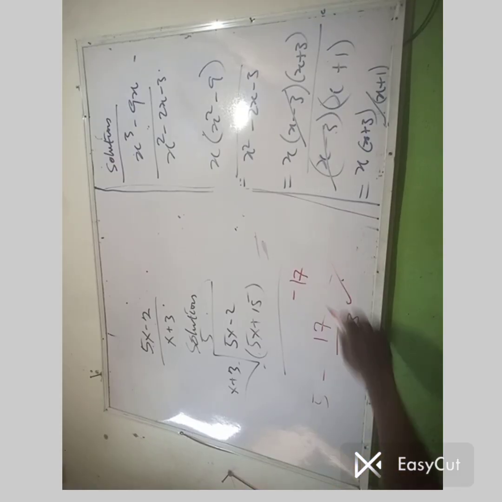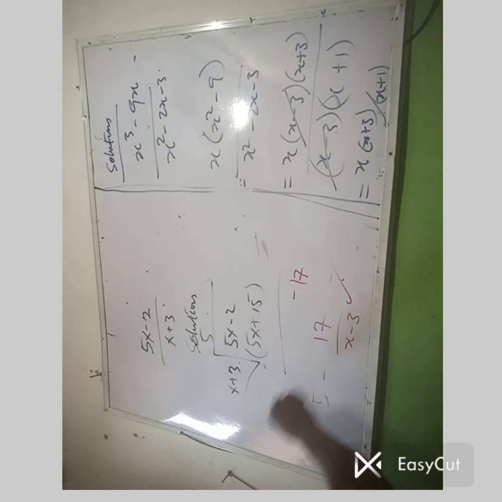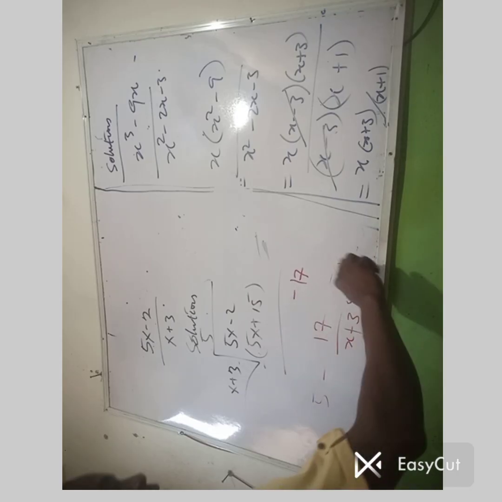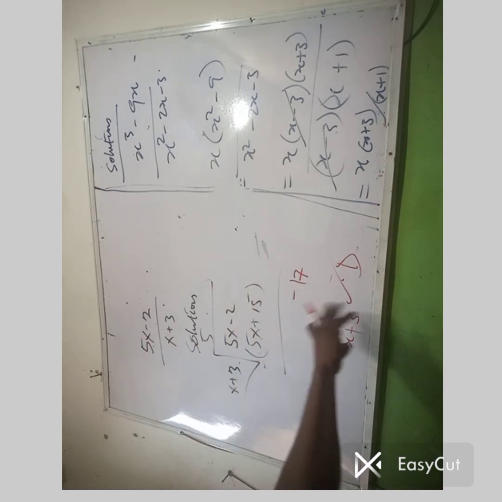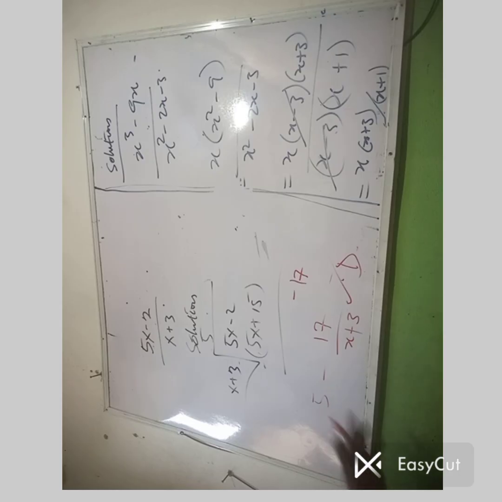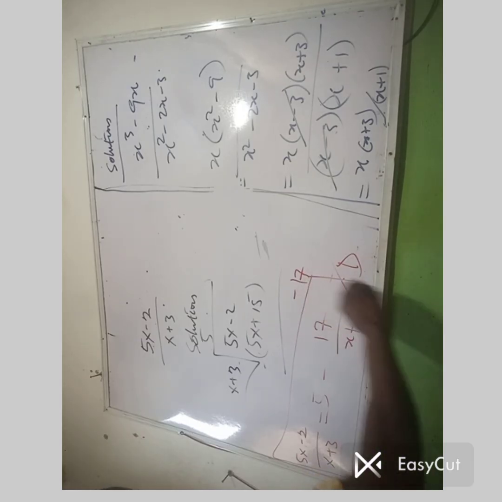So I think this is option D. Sorry, this is option D. So the answer here is option D. You just see the process: you divide this by this, it gives you 5, you multiply back and take away, so your remainder is minus 17. It means when you divide, finally you say 5x minus 2 divided by x plus 3 gives you this. And that is correlated to option D.